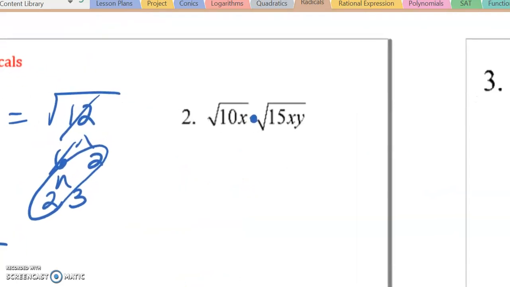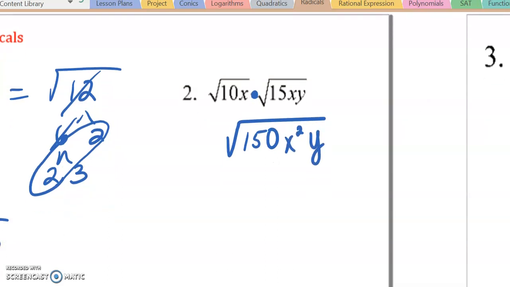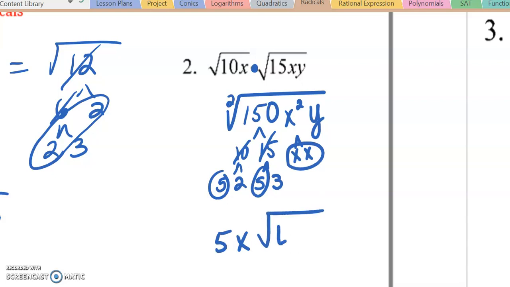When I look at this one, everything's on the inside, so I may keep it on the inside. 10 times 15 is 150. X times X is X squared, and Y. And then I break it down. Well, since I already know it's 10 and 15, you're really just keeping it. And then remember, this is X and X, and this is Y. So because it's a square root, I'm looking for pairs. I have 5, they get to come out. I have a pair of X's, that gets to come out. And then I have 2 times 3, which is 6, and Y on the inside.